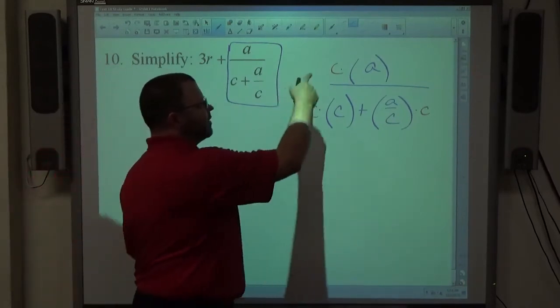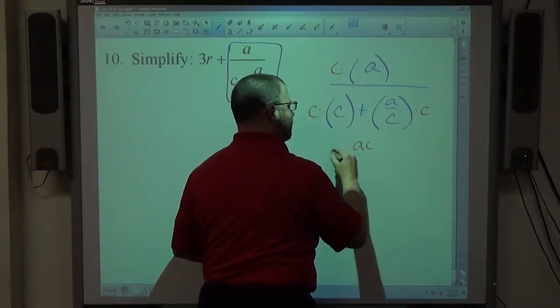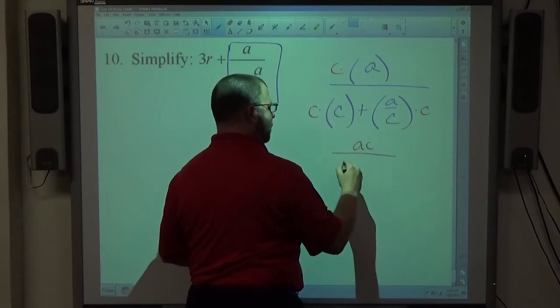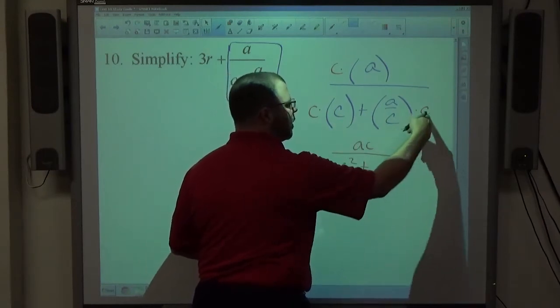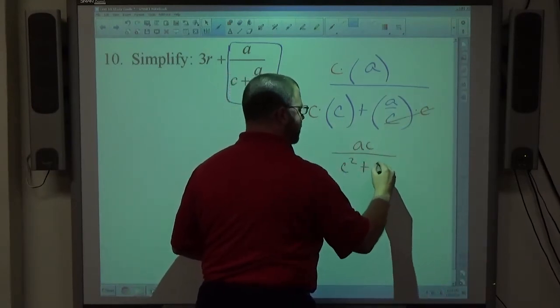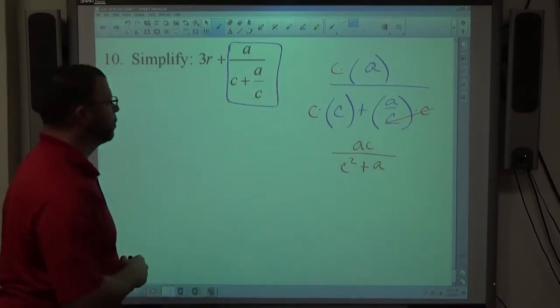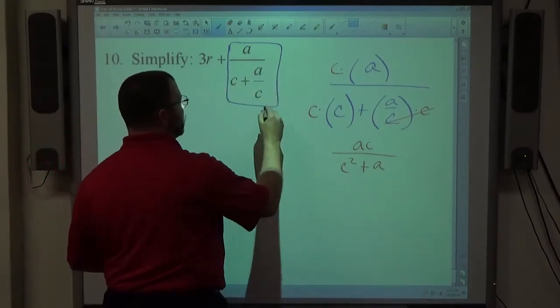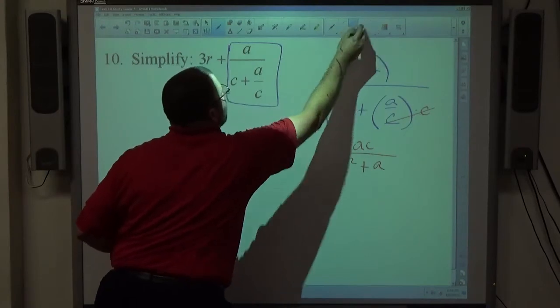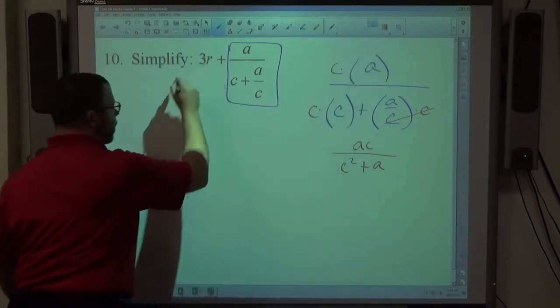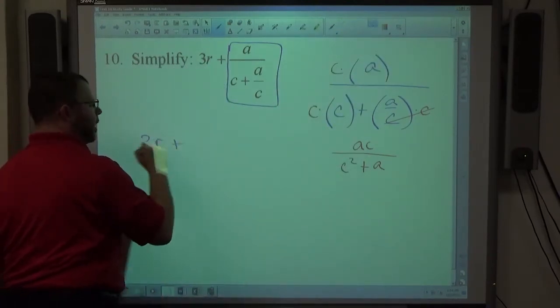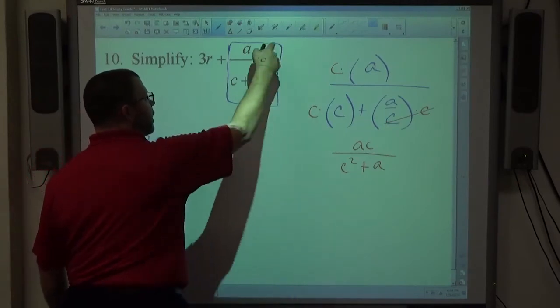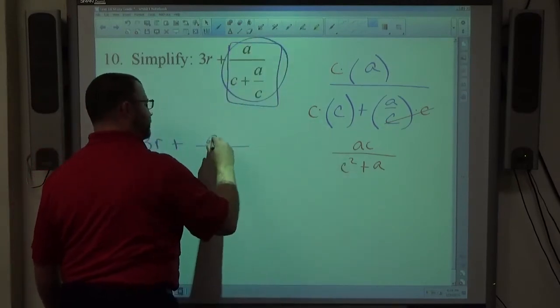So c times a on top is ac. C times c on the bottom left is c squared. C cancels c there, leaving me with plus a. So ac over c squared plus a is equivalent to what's in this blue box here. So I'm going to keep 3r plus, and then I'm going to change this into that.